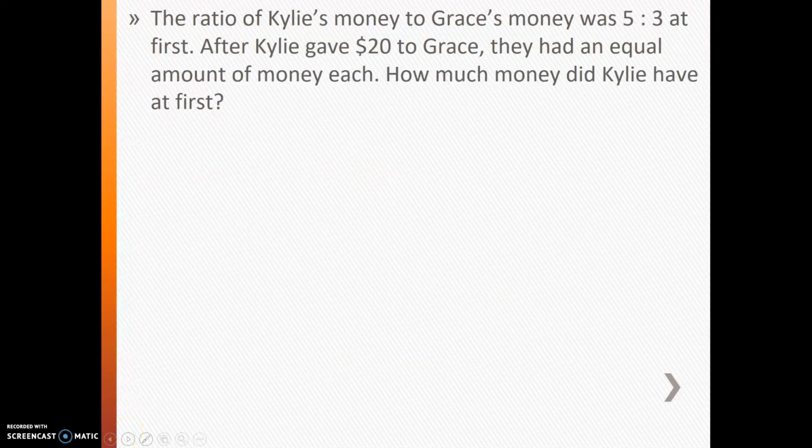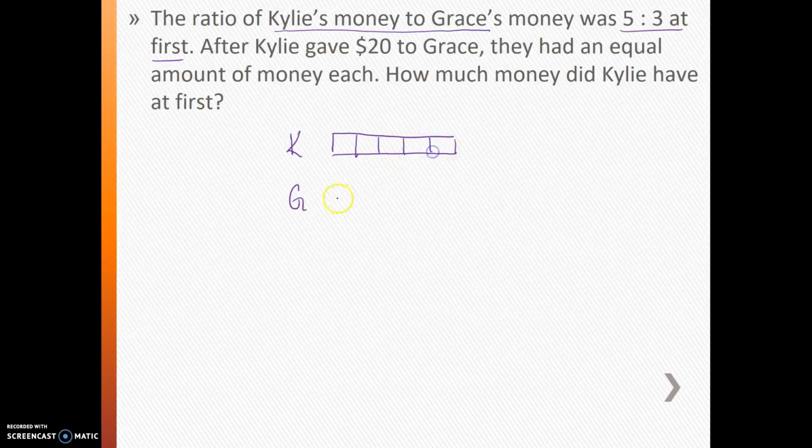Let's do another one. The ratio of Kylie's money to Grace's money was 5:3 at first. After Kylie gave $20 to Grace, they had an equal amount of money each. How much money did Kylie have at first? Okay, let's figure out what our before situation is. So we've got the ratio of Kylie's money to Grace's money was 5:3 at first. So we've got Kylie to Grace. Let's go ahead and model that. Kylie has 5. Grace has 3.